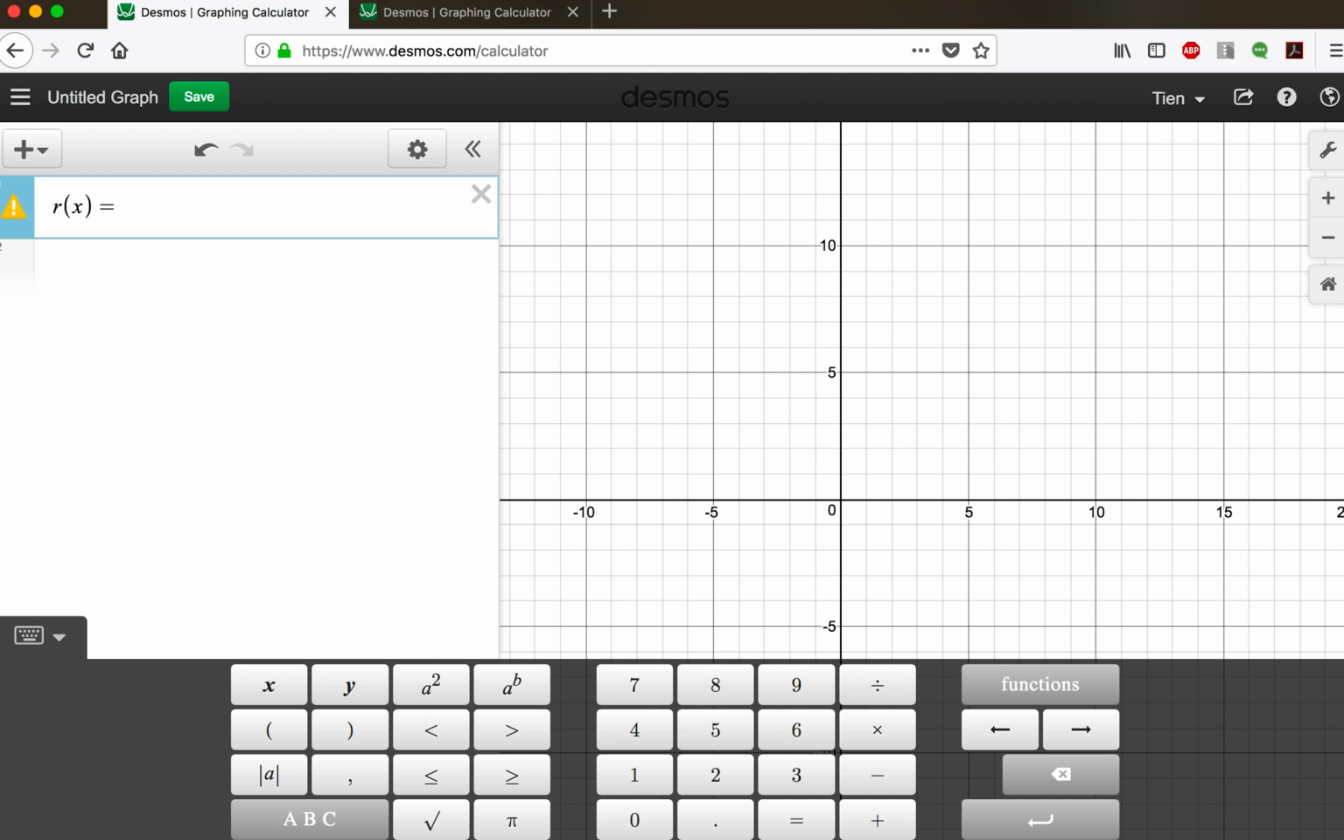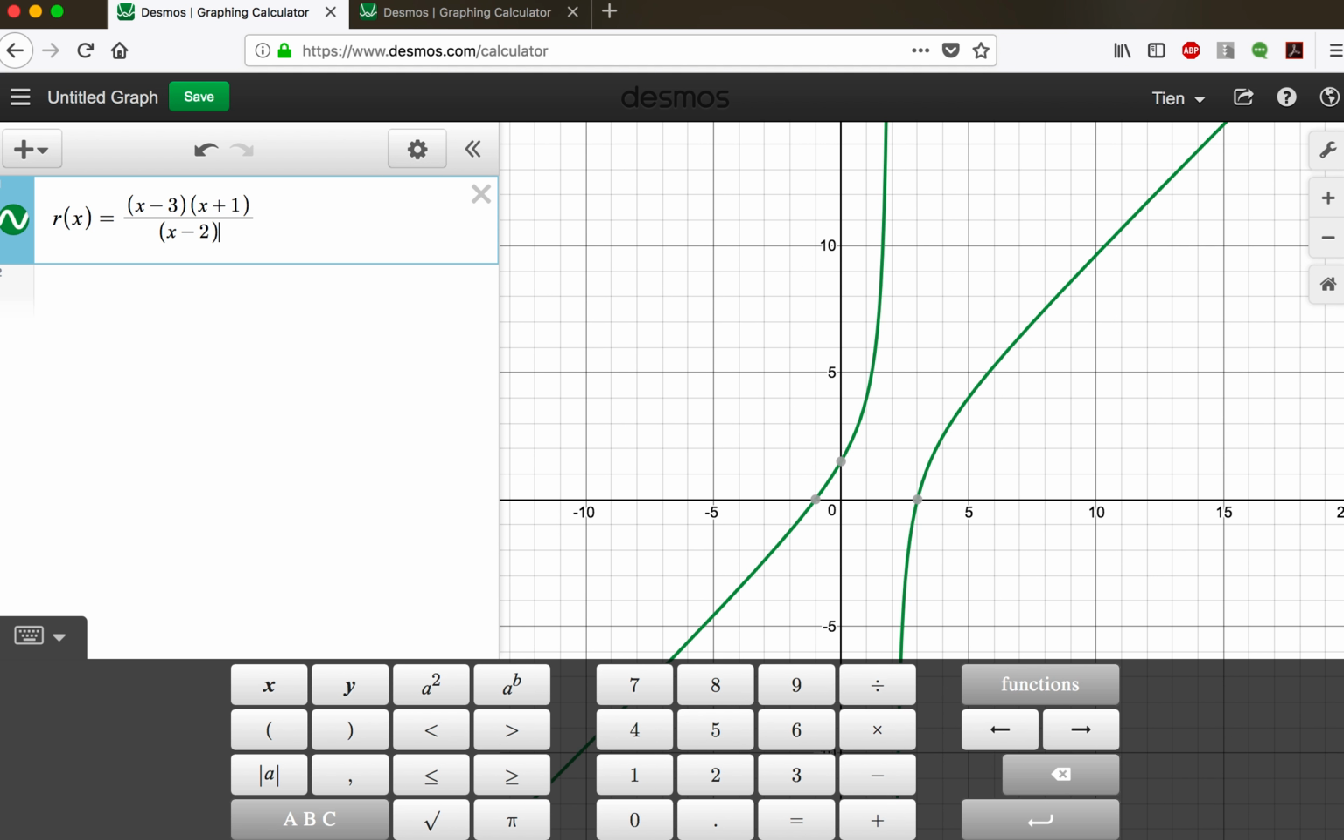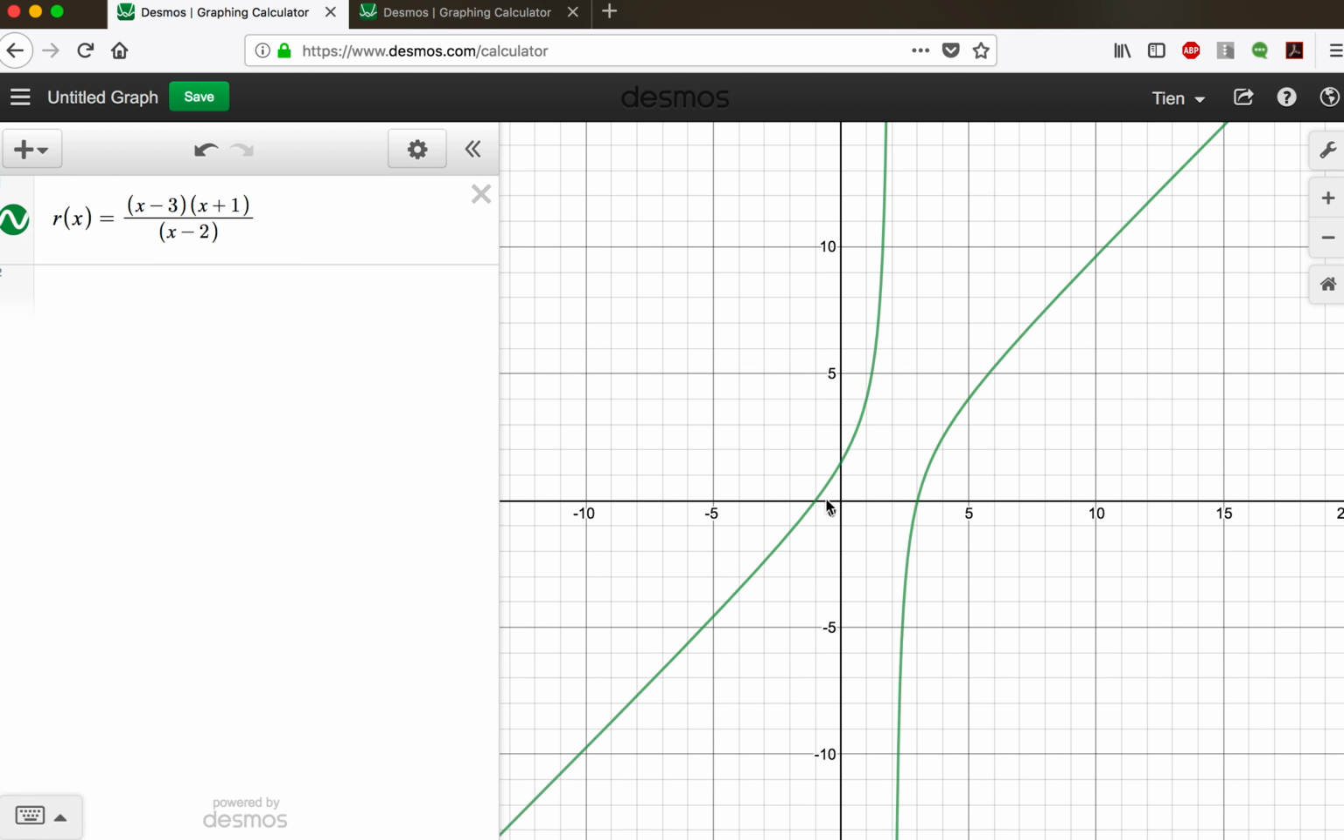So let's take a look at an example of a rational function here. Let's take a look maybe at x minus 3 times x plus 1 divided by, well, let's start maybe with x minus 2. All right. So first of all, we notice that this thing is still 0 when x is negative 1 and when x is 3.